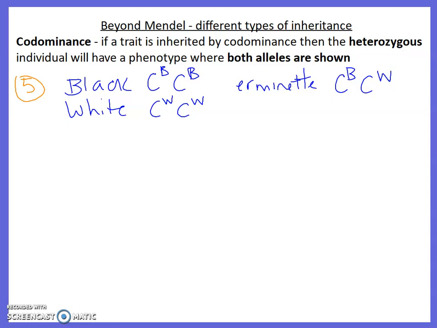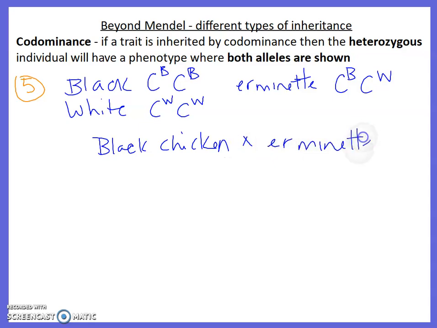We can use the different letters because both of these traits are equally dominant, so one isn't over the other, and whenever they're together, we see both black and white. All right, so we'll do number 5. We're saying that we're crossing a black chicken with an erminette chicken.